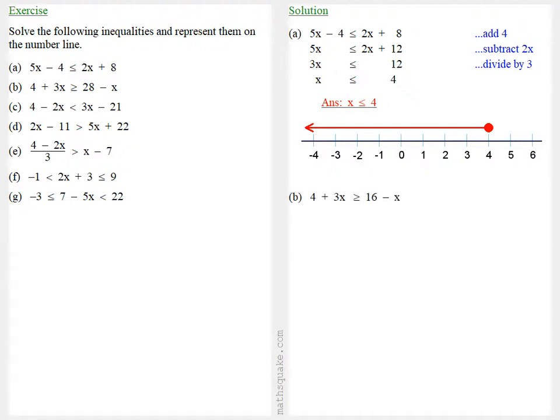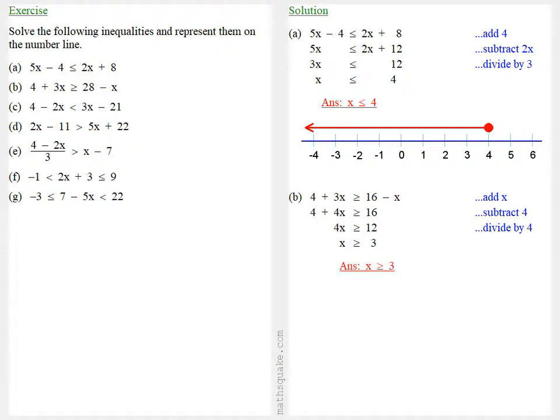In example B, we've got 4 plus 3x is greater than or equal to 16 minus x. Now to get all the x's on the left-hand side, we'll need to add x to both sides. That gives us 4 plus 4x is greater than or equal to 16. Now if we subtract 4 from both sides, we have 4x is greater than or equal to 12. And if we divide by 4, that gives us x is greater than or equal to 3.